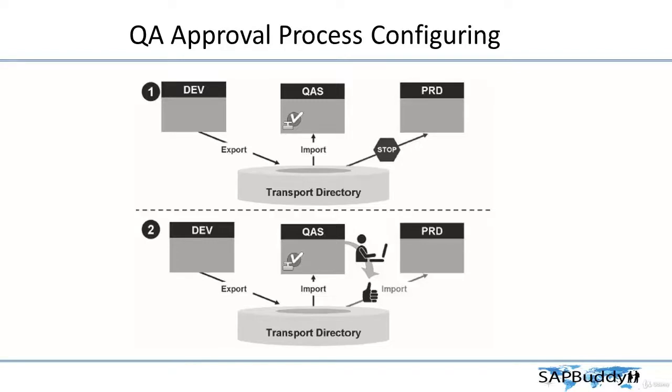Once you've completed your testing in QA, the approver of the TR will go to the QA system and say, yes, this can be imported. They will give you the approval. Then it will be available for import in the delivery system, the production system. Okay, that is the QA approval process.